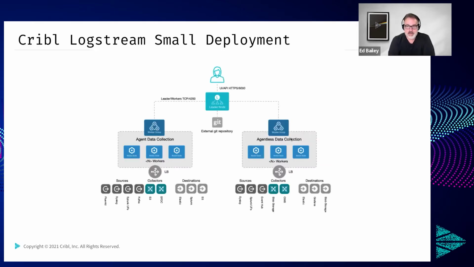The small diagram, the idea is, and this is also something that when we first started out at TU, we had one worker group. We eventually learned that we needed to have at minimum 2 worker groups, one for agent-based data collection, the other for agentless data collection. When I say agent-based, that's going to be your log shippers, your FluentDs, your Beats, your Splunk Universal Forwarders, and then your agentless is going to be your HTTPS, your Splunk HEC, your syslog delivery.